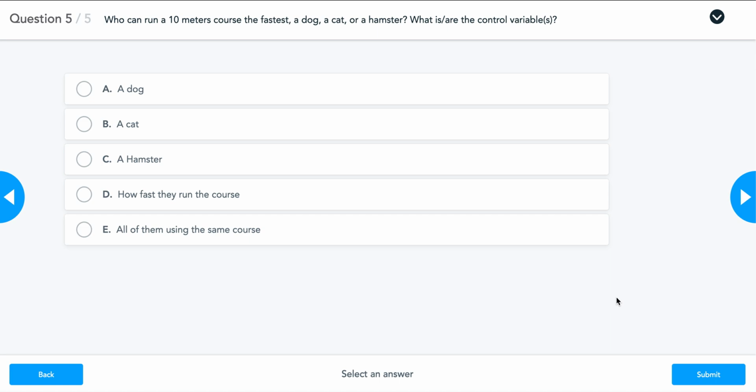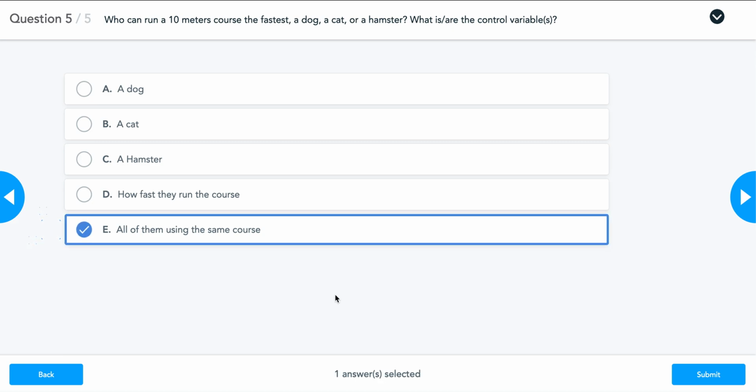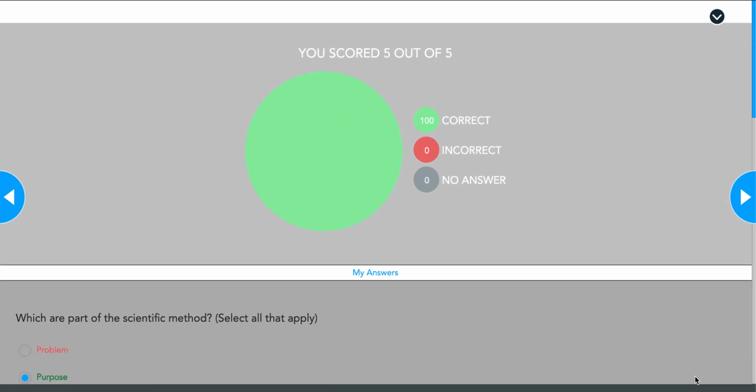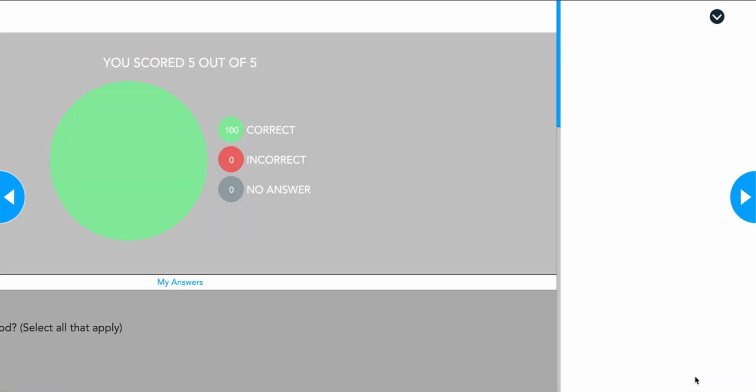Who can run a 10 meter course the fastest? A dog, a cat, or a hamster? What is or are the controlled variables? That would be all of them using the same course. That is something that you are keeping the same throughout the entire experiment. So if you answered those quiz questions that way, you should have gotten 5 out of 5.